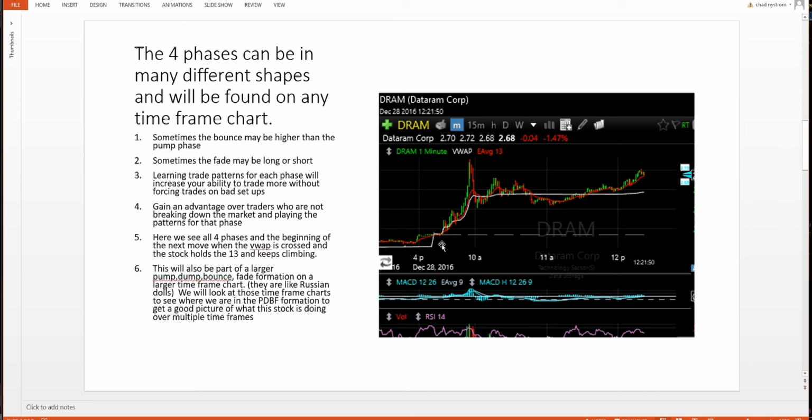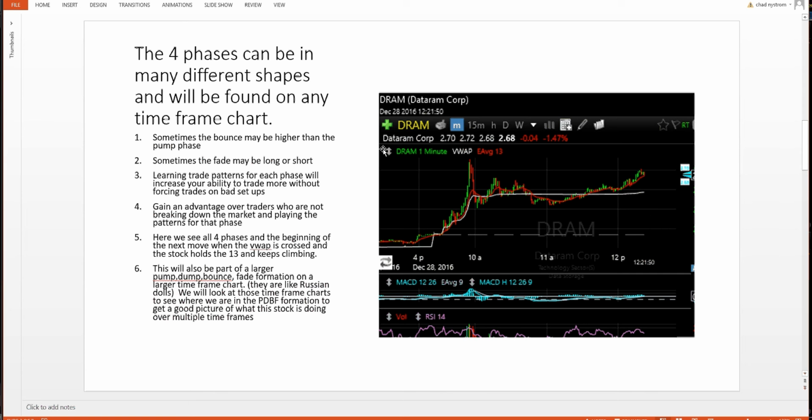And so what you want to do is look at your larger time frames, your 15 minutes, your hours, your dailies, and see where you are in the pump, dump, bounce flow on those charts as well, because this suggests that this is probably part of a pump, dump, bounce on a larger time scale, and on the shorter time scale, this is the pump, dump, bounce fade, like we were talking about ending here. On a larger, this is probably pump, dump, bounce. And then we may have a larger fade.